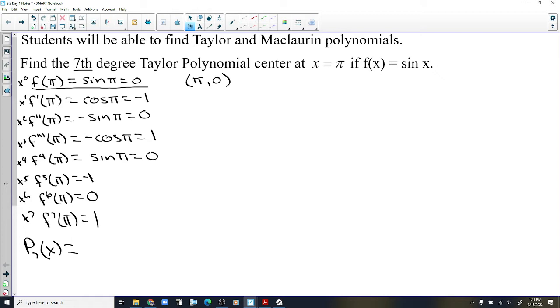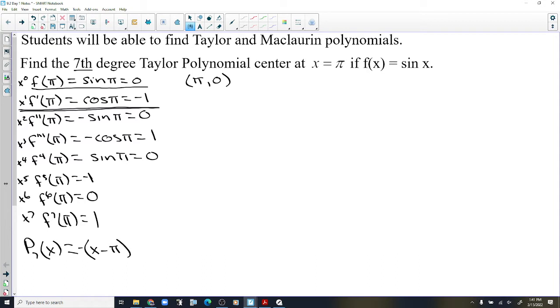So all of the evens are 0. The odds go -1, 1, -1, 1. But when I plug pi in, I need 0. So if I just put negative x to the first, for -1, if I plug pi in that, I don't get 0, I get negative pi. So if we go minus pi, now when I plug in pi, we do get 0.